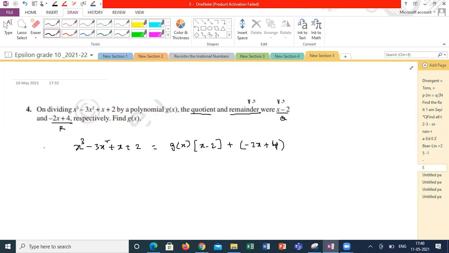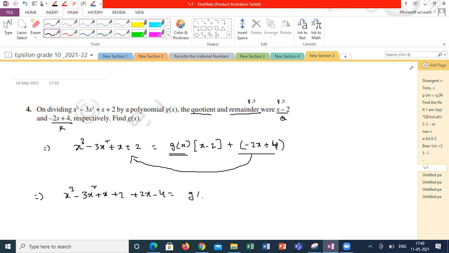Yes, sir. So now I have to calculate g of x. How to find g of x? Take this expression this side. What will I get if I take the remainder this side? x cube minus 3x square plus x plus 2 plus 2x minus 4 is equal to g of x into x minus 2. So this will be x cube minus 3x square, x plus 2x is 3x, 2 minus 4 is minus 2, equal to g of x into x minus 2.